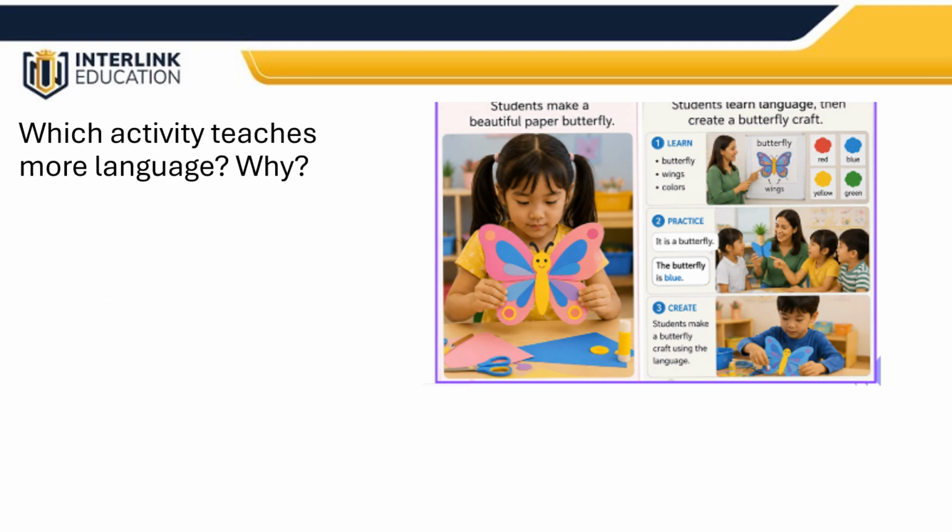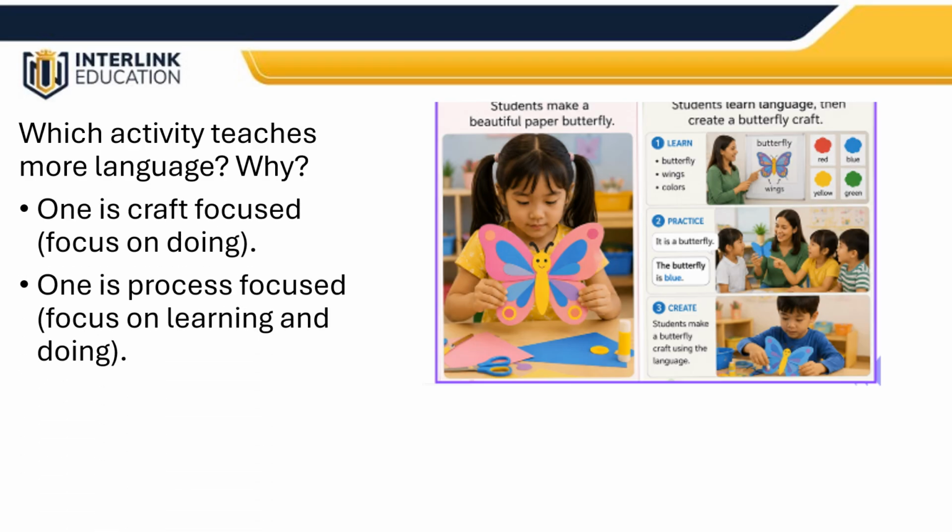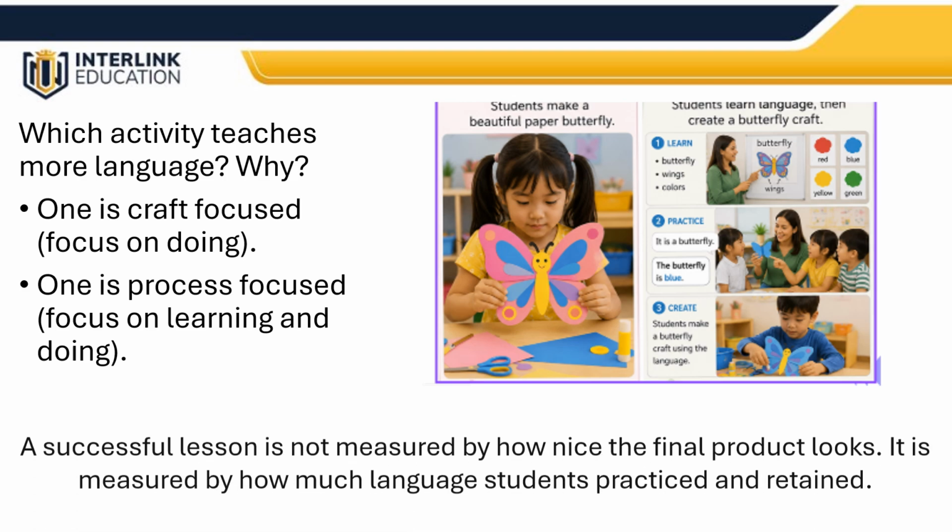I think it's obvious that method number two practices more language. Why? Because there are different stages, and at each stage they're slowly getting more complicated and more involved with the process of speaking language about the butterfly, whereas the first way of doing it is just focused on completing the product. So we can say that one is craft focused and one is process focused. The process focused one is focusing on not only the process of doing, but also the process of learning about it and learning how to talk about it.